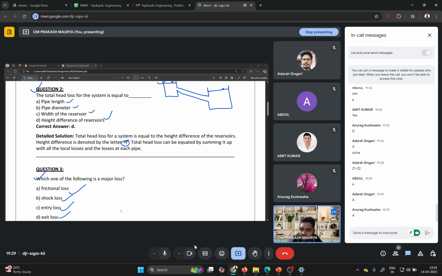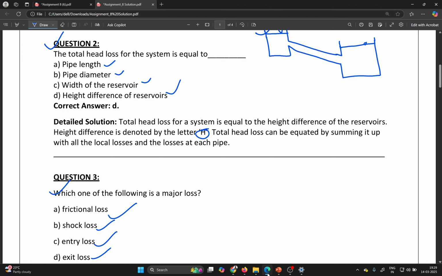So question number 3, you are telling the major loss is friction loss, and the formula we discussed previously. Actually, we discussed a lot about this formula today: f L V square by 2 g D. The formula for the friction loss is this. So this is the major loss formula, Darcy-Weisbach equation. Next question.